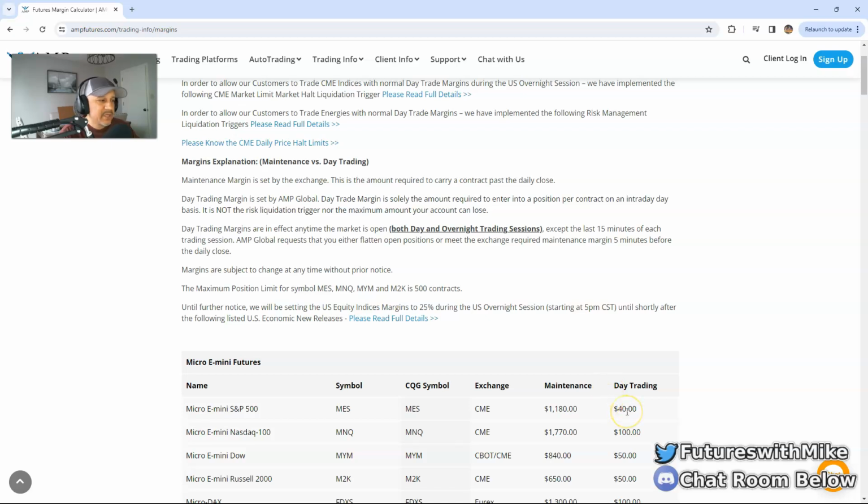But the margin, say for example, with the ES, which is the derivative of the S&P 500, you can trade the micros. It's $40 a day trading margin. Okay, so that means you have to have at least $40 in your brokerage account, and that's per contract. So if you want to trade 2 contracts, then $80.